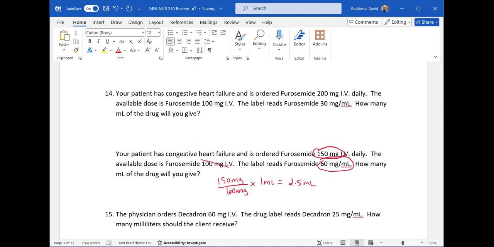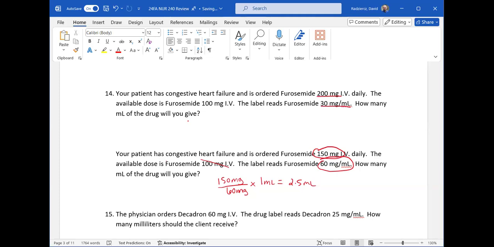All right. So the trick with this is knowing what information to use and what information to ignore. It gives you a couple pieces of information. It tells you that you have an order of 200 milligrams, that you have an available dose of furosemide 100 milligrams, but it's IV, so you need to know the milliliters with that information. And so 100 milligrams is important, but what you're really looking for is that right there.